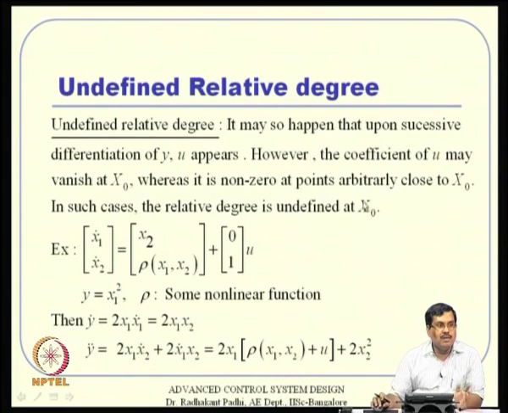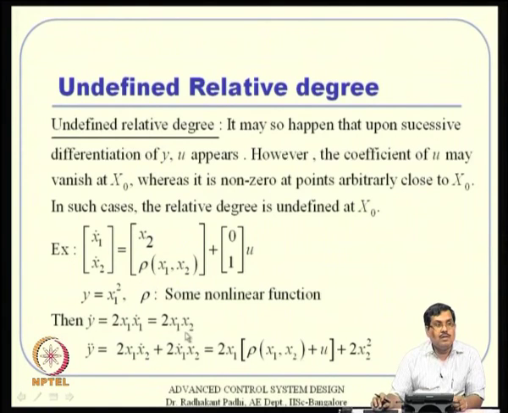So, in that sense these are confusing, and in that sense we say the relative degree is undefined. In this example, x 1 dot is x 2, let us say x 2 dot is some expression of x 1 and x 2 plus u, and if you select y equal to x 1 square, where rho is some nonlinear function, then you carry out and say that okay, y dot is 2 x 1 times x 1 dot, and x 1 dot is x 2.